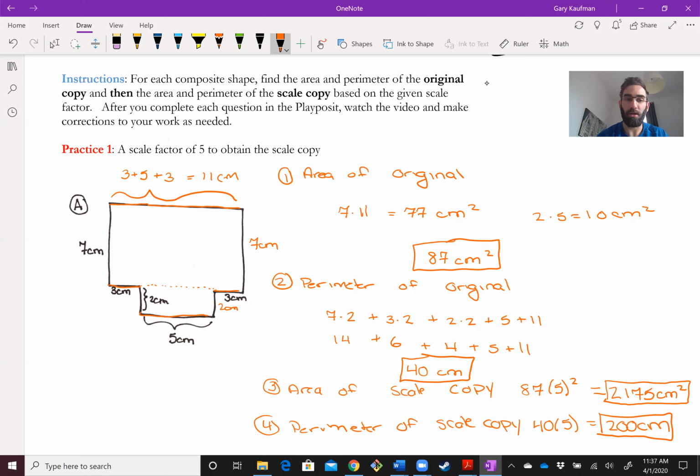For the perimeter, I also saw that this 7 right here matched this 7 over here, and that this 2 matched that 2, to add up all of my sides to get 40 centimeters. Area is in units squared, so I multiplied by 5 squared, versus perimeter is just units, so I multiplied by 5, and I was able to find the area and perimeter of my scale copy.